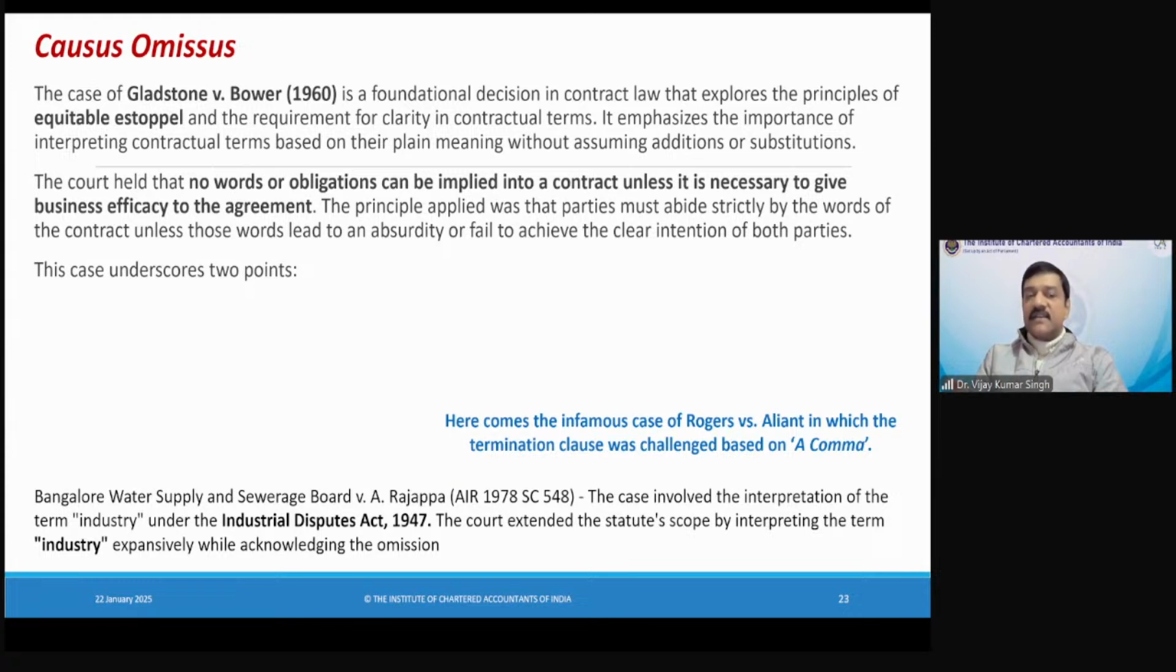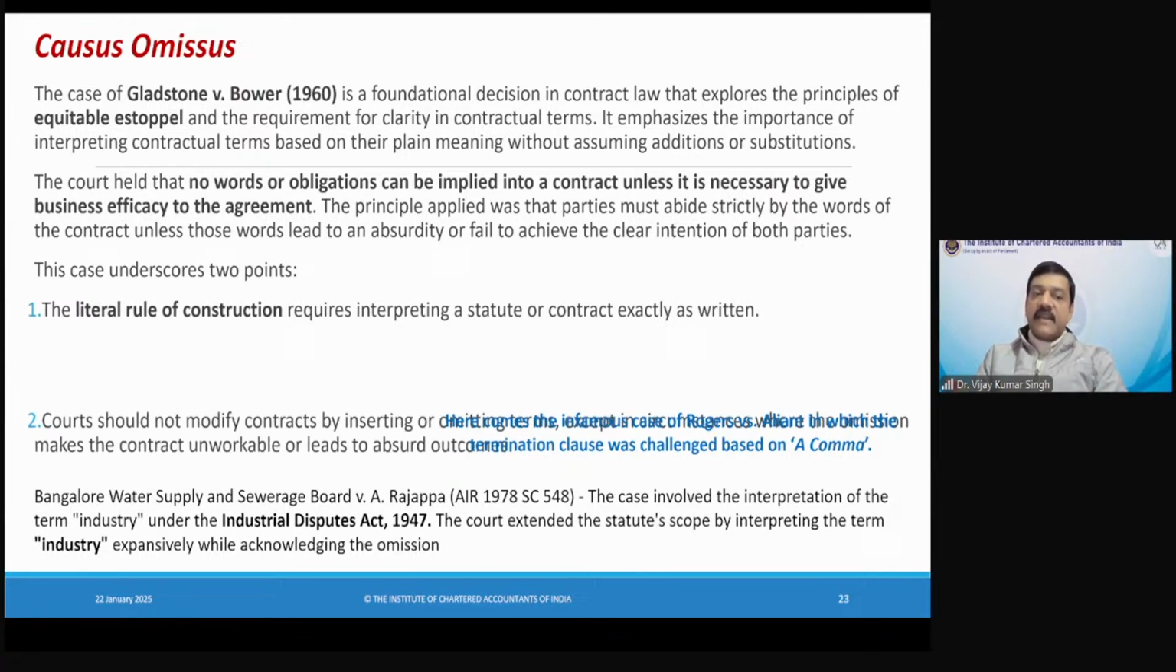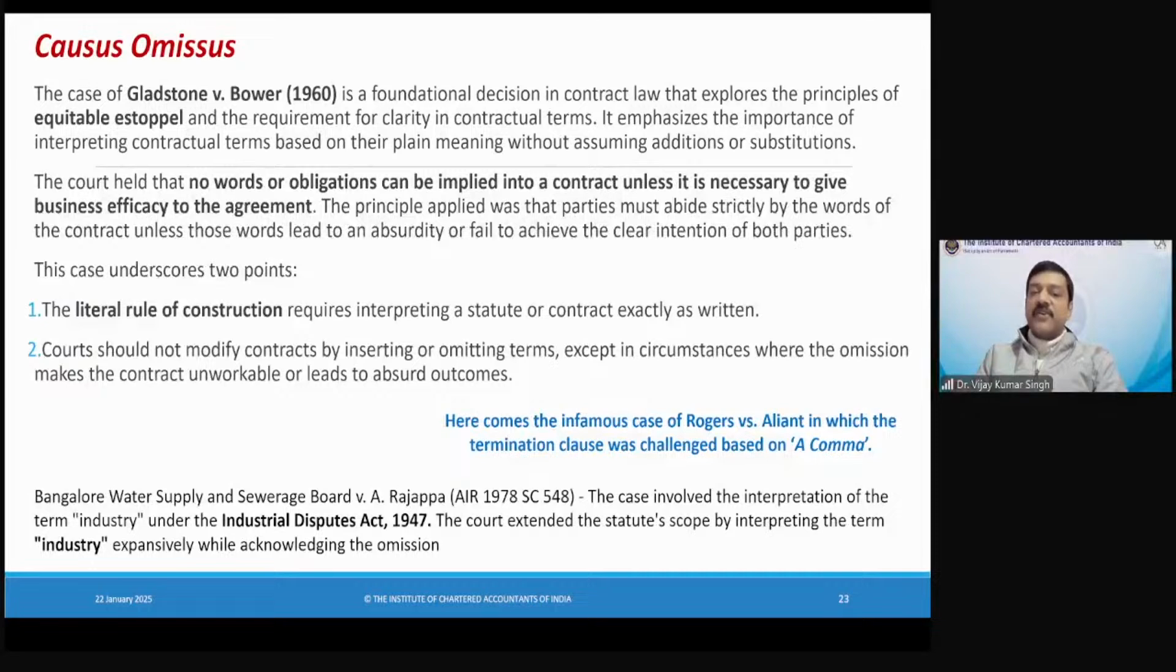This particular case underscores two basic points. One, the literal rule of construction requires interpreting the statute or contract exactly as written. Second, courts should not modify contracts by inserting or omitting terms except in circumstances where the omission makes the contract unworkable or leads to absurd outcomes.